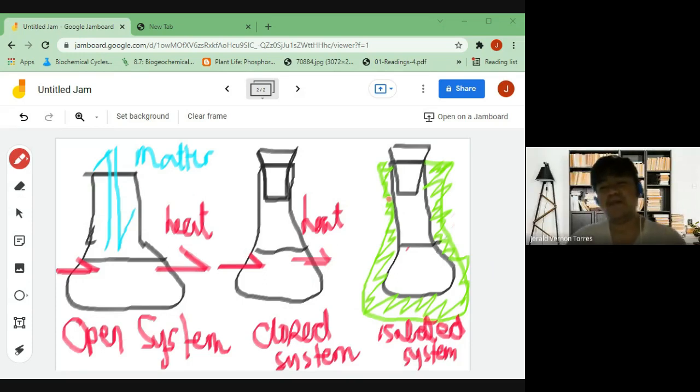Tatandaan mo Sam, pag sinabi natin open, closed, and isolated system, we are referring to yung pag-allow ng system na mag-enter at mag-exit ng heat and matter. So in this case, sa open system, pwedeng mag-enter at exit ng matter at ng heat energy. Pag closed system naman, it would not allow matter but would allow heat energy. At sa isolated, both heat and matter cannot enter or exit the system. In the case of planet Earth, sige nga, i-analyze natin Sam, yung matter, pwede pang mag-enter at mag-exit ng matter sa planet Earth?